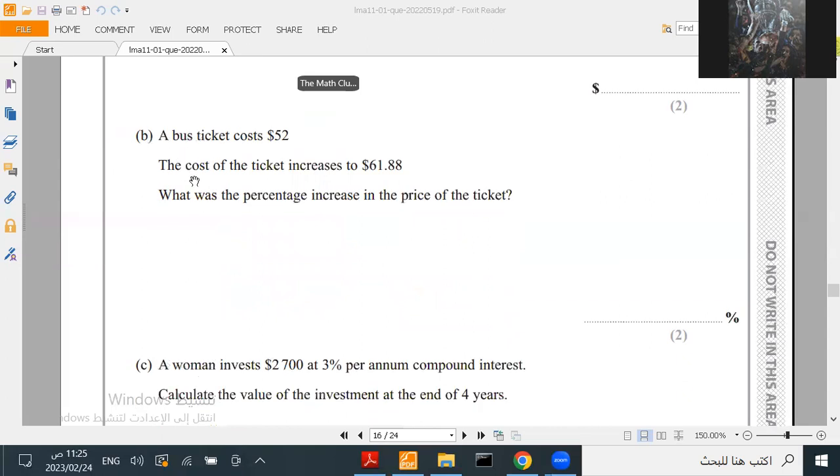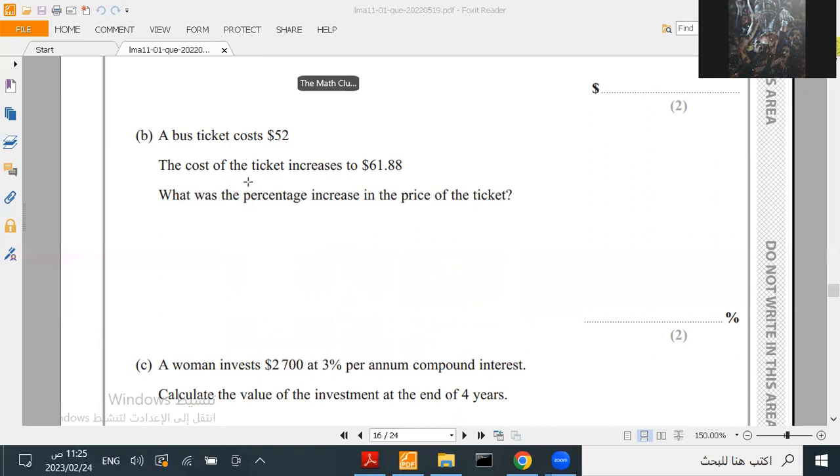B. A bus ticket costs $52. The cost of the ticket increases to $61.88. What was the percentage increase in the price of the ticket? In this question, they need the percentage increase. How do we get the percentage increase? This is called percentage change.